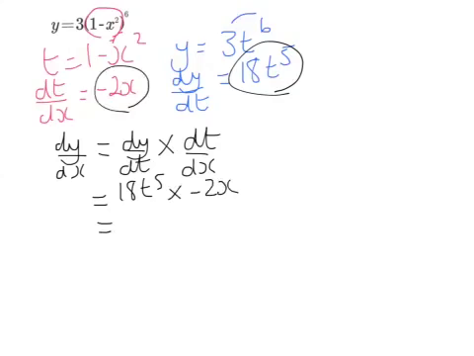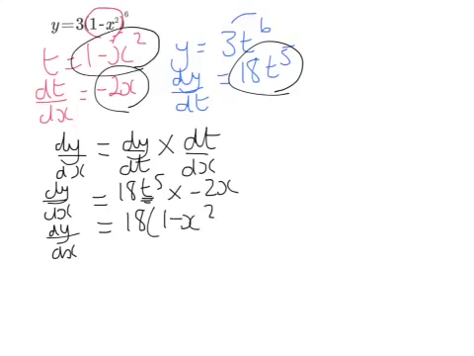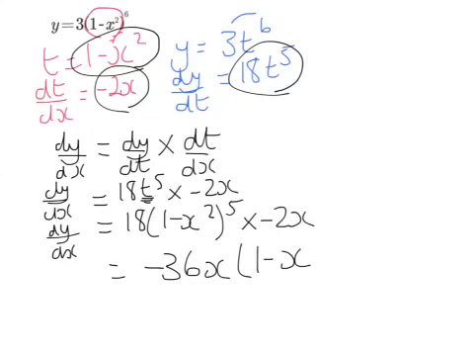But I want my dy by dx to be in terms of x only, so I'm going to replace that t. What was the t? It was 1 minus x squared, to the 5, times minus 2x, and therefore I think it's minus 36x times (1 minus x squared) to the 5.